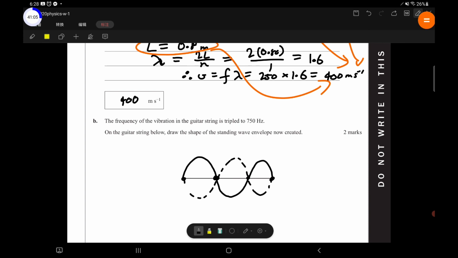Right? The number of harmonics corresponds to the number of half wavelengths that we have. So that means I have 3 semicircles, almost in a sense, inside my standing wave.